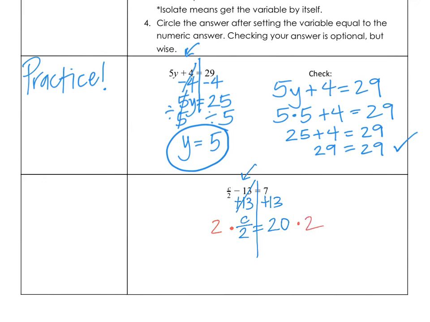So I'm multiplying by 2 and dividing by 2 cancel out. And so I'm left with c on the left-hand side, and then 20 times 2 is going to give me 40.